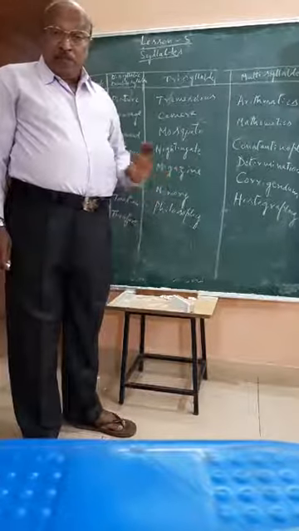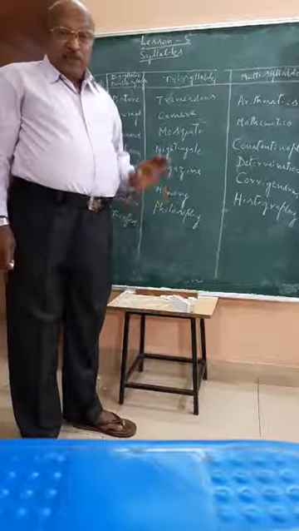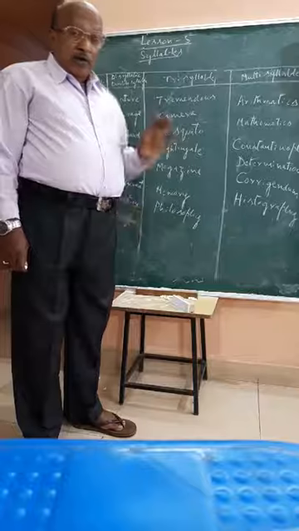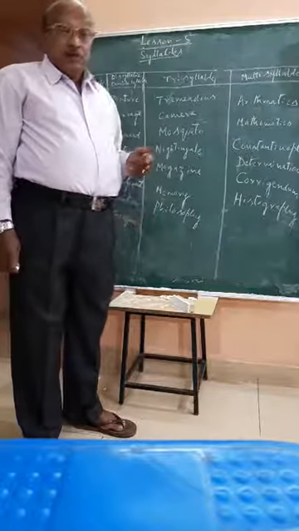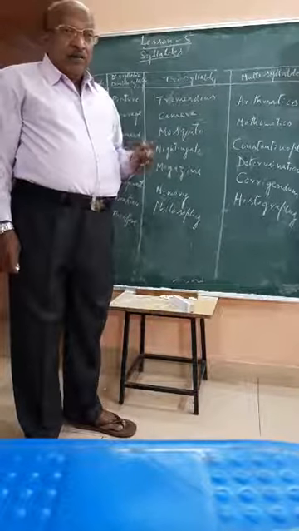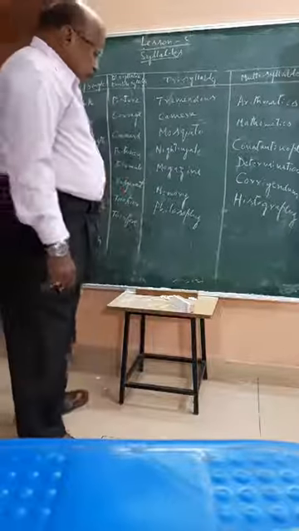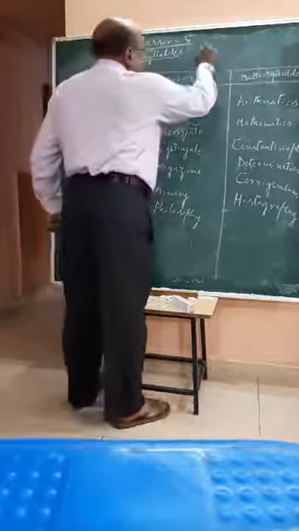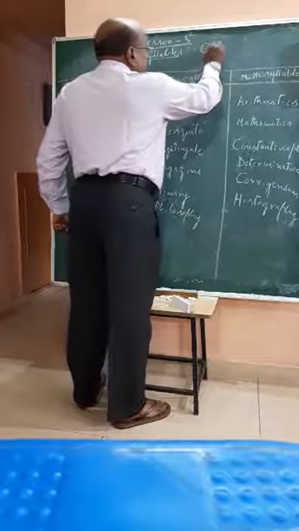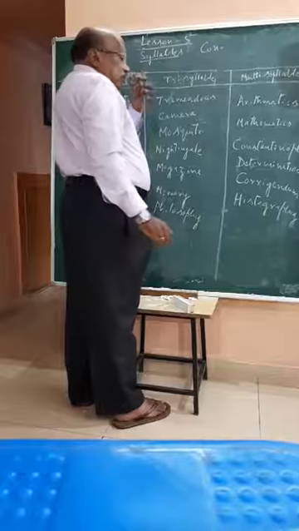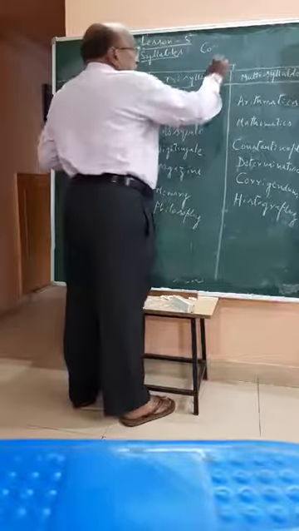C-O-N-S-T-A-N-T-I-N-O-P-L-E. It is not possible for anybody to pronounce its spelling the first time. You have to cut it according to syllables: C-O-N, con; S-T-A-N, stan; T-I-N-O-P-L-E. While learning, we use a horizontal line while separating the syllables.